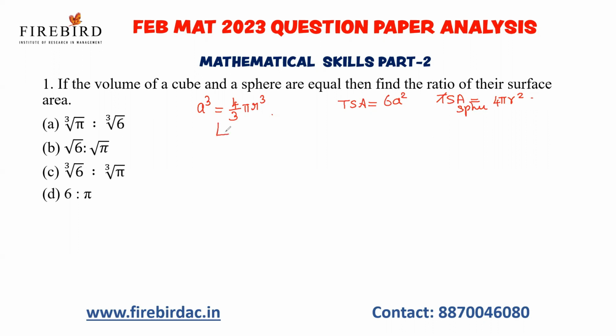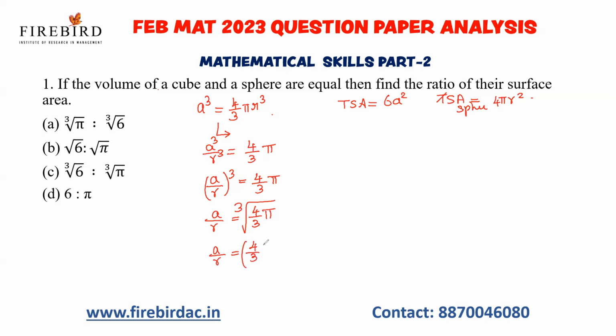Now, the first condition they have given is what? Volume of a cube and sphere are equal. From this you have to derive the relation between a and r. So a cube by r cube is equal to 4/3 pi. I can take it as a by r, the whole cube, is equal to 4/3 pi. So a by r is equal to the cubic root of 4/3 into pi. Okay, this is the relation. You can also write a by r is equal to 4/3 pi, the whole to the power 1/3. You can also write like this.